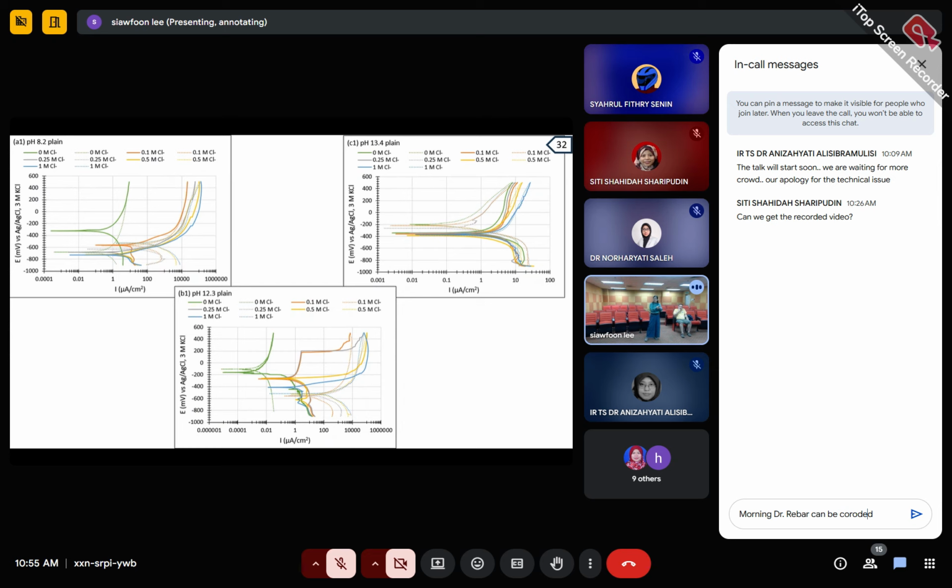Excuse me, sorry, speaker. Can you use the computer? Because the audience cannot see the pointer. The audience online cannot see. Oh, the audience online cannot see? Yes. So I use this pointer. Yes, they cannot see. Okay.